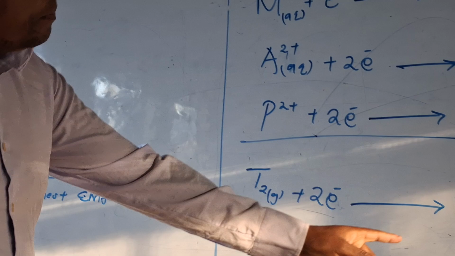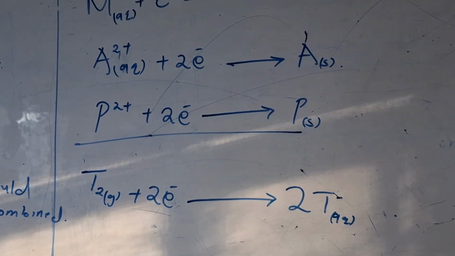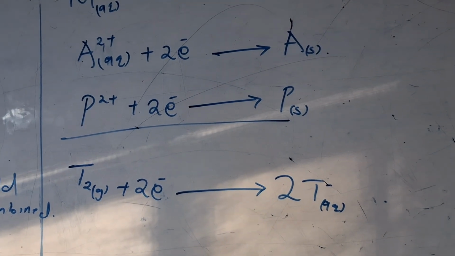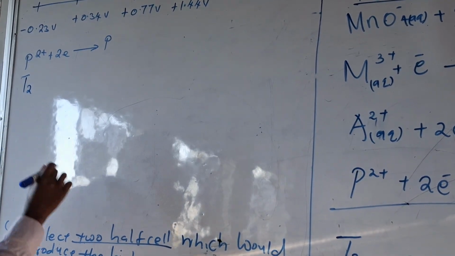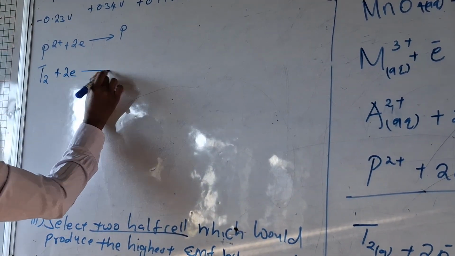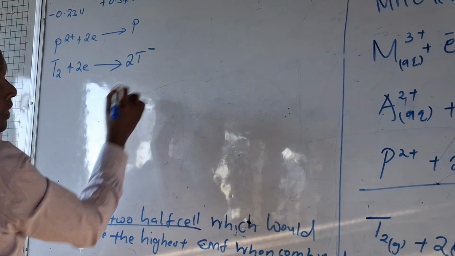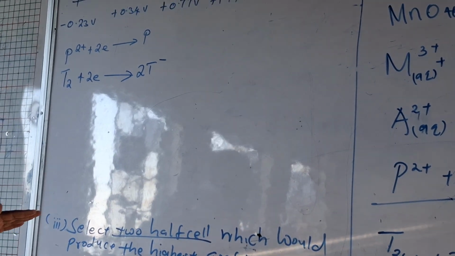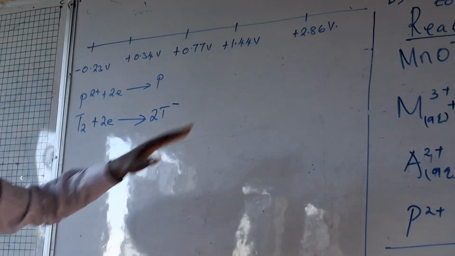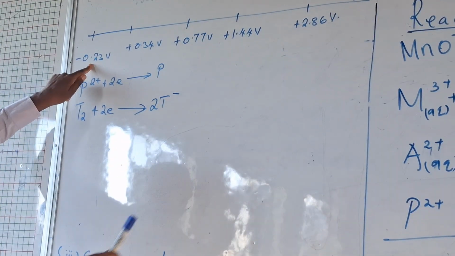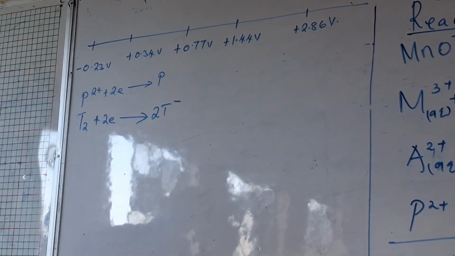And then, which one is below, is positive 2.86? Yes? T. Is it T? Yes. Very good. So you write the equation for T, which is T2, okay, plus 2 electrons, like that. You write 2T ion, like that. And that is how to respond. So actually, the EMF is the space in between. There's a big space between here and here. You see? So this EMF is very big. You see? But you can be asked another very simple question.